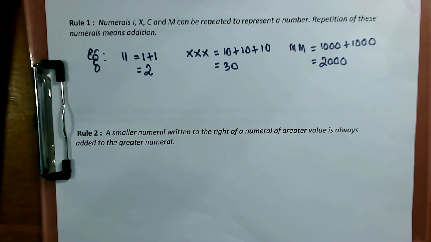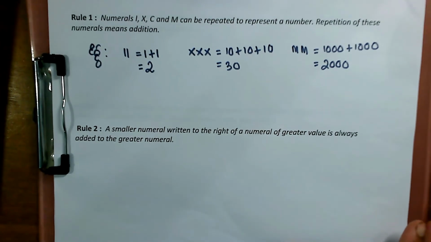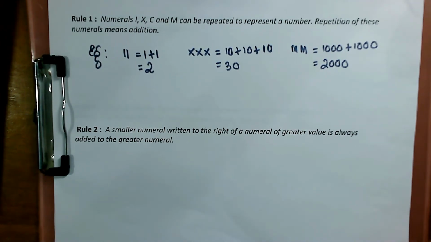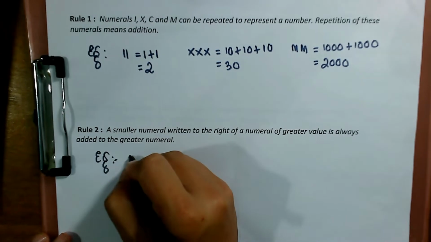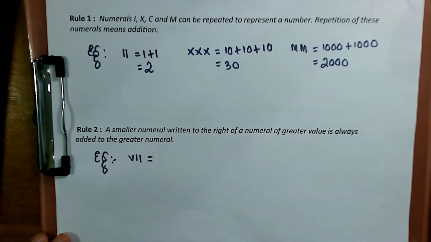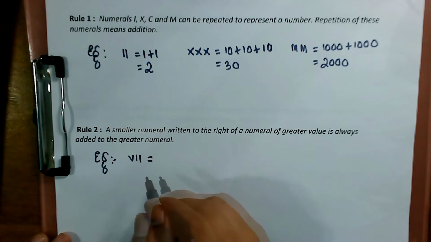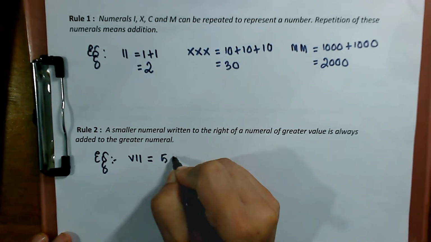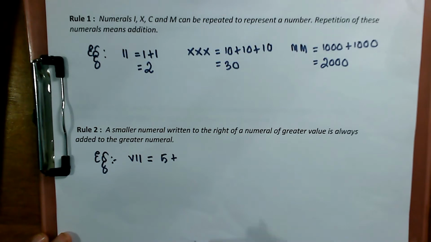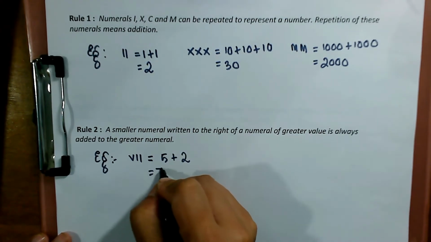So moving on to rule number 2, a smaller numeral written to the right of a numeral of greater value is always added to the greater numeral. Once again, a smaller numeral written to the right of a numeral of greater value is always added to the greater numeral. So example is here VII equals 7. Now here the smaller numerals are I and I, so the greater numeral is V. So the value of V is 5. Now since there are 2 I's, we have to add 2, which equals 7.